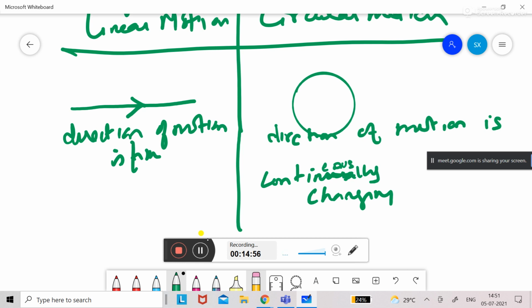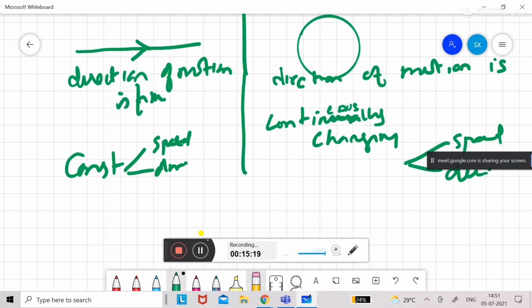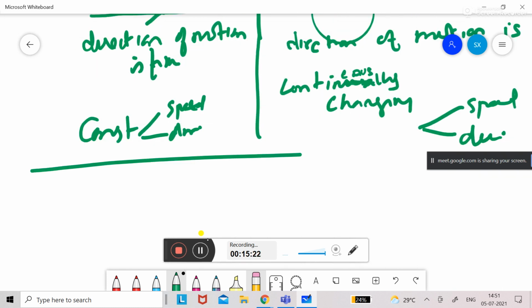Ma'am, can we say it is constant? Yes, constant speed. In linear motion, speed and direction, both are constant. But in circular motion, speed is constant, direction is not constant. Direction keeps on changing, that's all you should write. Then it is easy. You understood now?